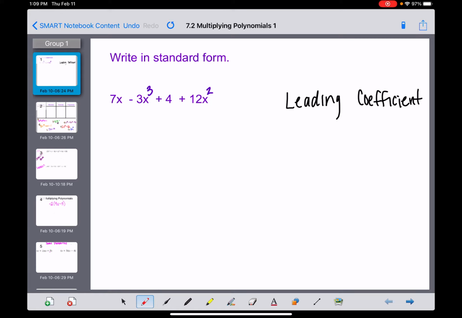Before we get into multiplying polynomials, we're going to review what you went over last week with writing a polynomial in standard form. When we write a polynomial in standard form, that means we want to write it with the biggest exponent in the first position, and it's going to dwindle down to the smallest exponent in the last position.